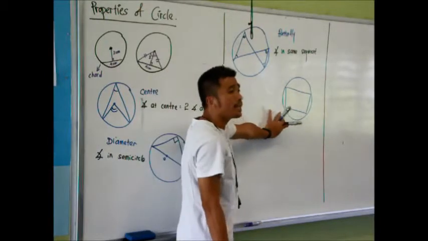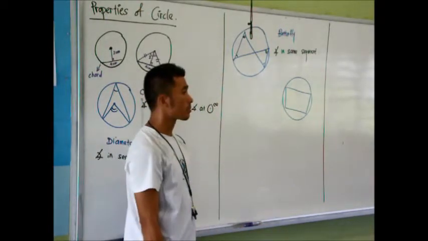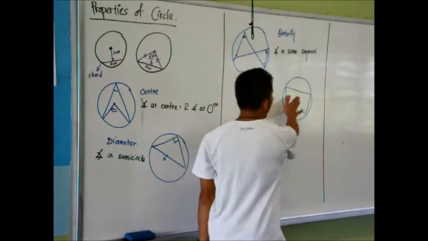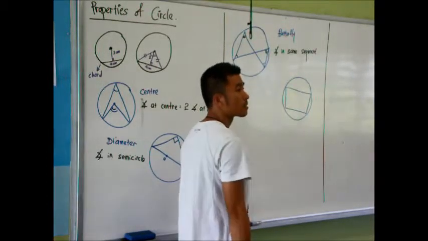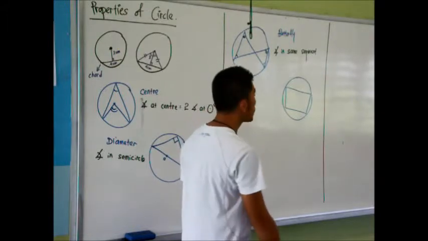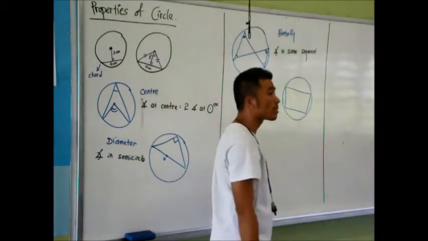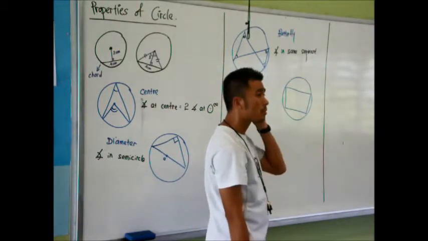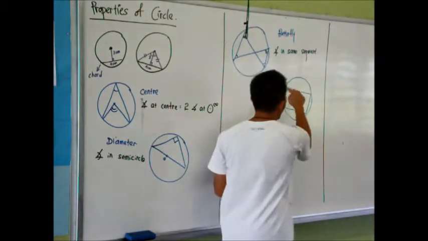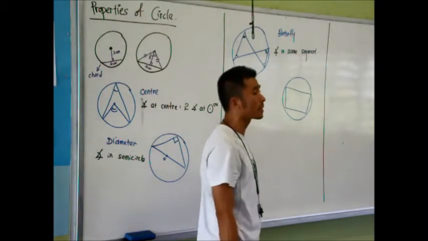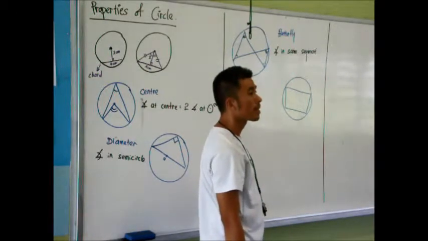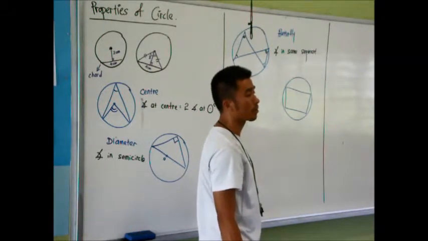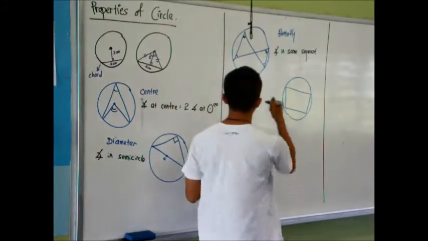Okay, what do you see in this diagram now? What can you see on the diagram? Wei Yan? Four-sided figure is called what? Quadrilateral. If all four sides touch the circumference of a circle, there is a special name. Start with C. What kind of quadrilateral? Thank you, Jermaine. It's called a cyclic quadrilateral.